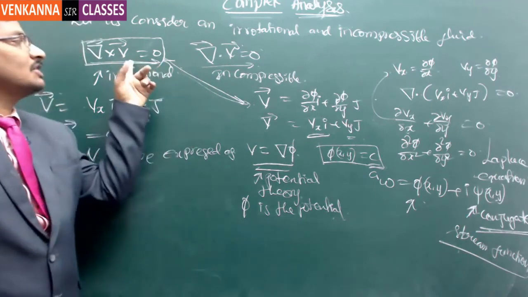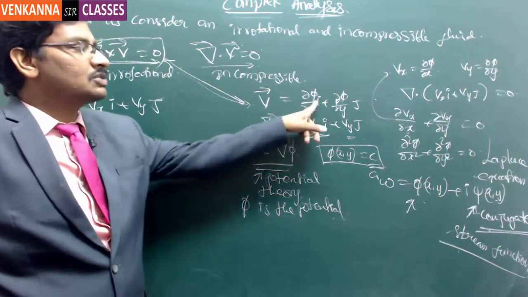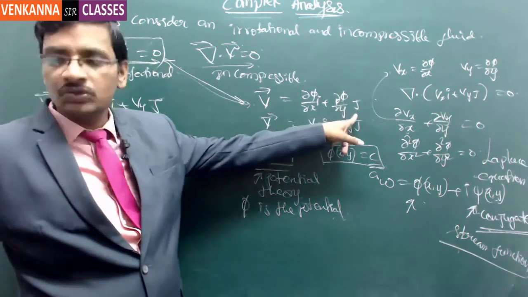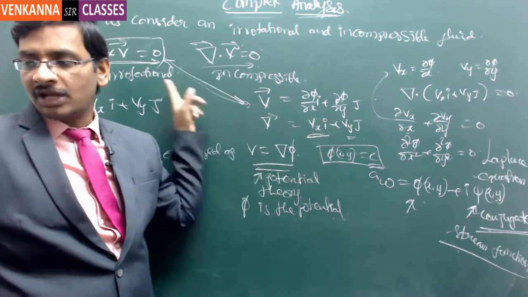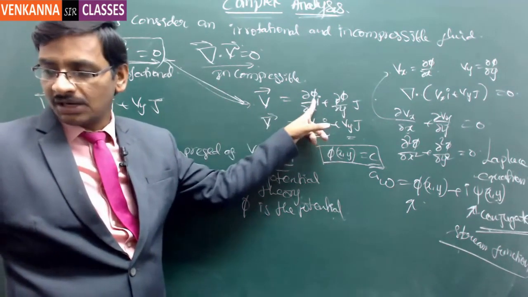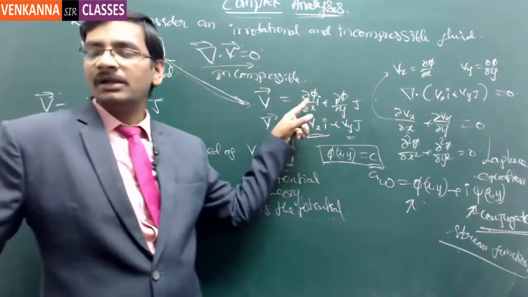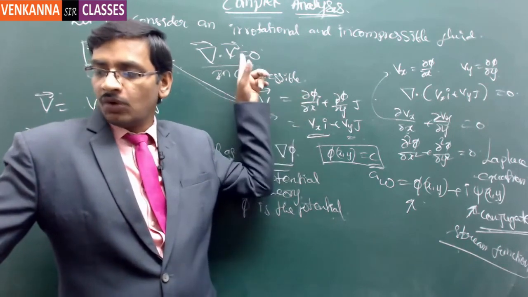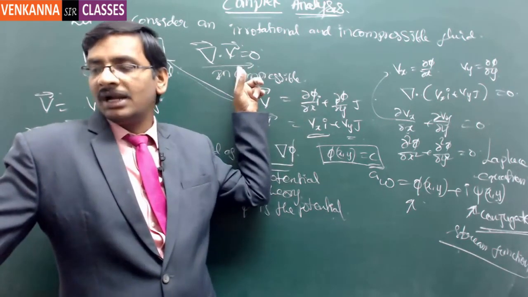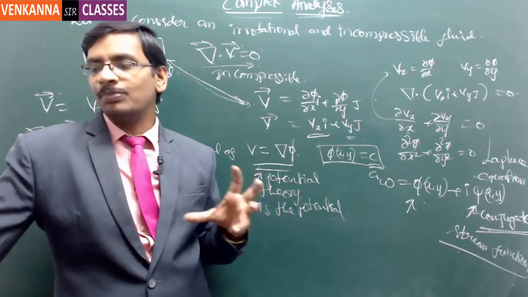So if del cross V is equal to 0, V can be expressed as del phi. That is dou phi by dou x into i plus dou phi by dou y into j. If this is the case, the V value is expressed in terms of a potential function called phi. Then del dot V is equal to 0 is one more important condition. Del dot V equal to 0 means it's an incompressible fluid. That means you cannot compress the fluid.